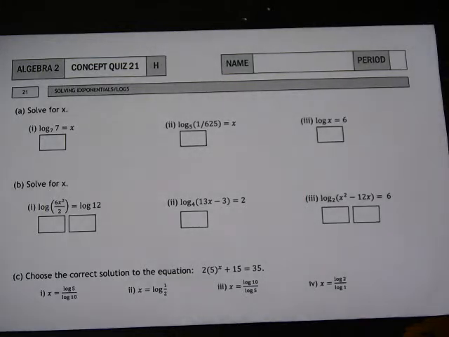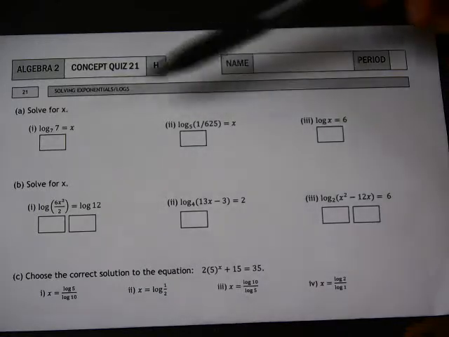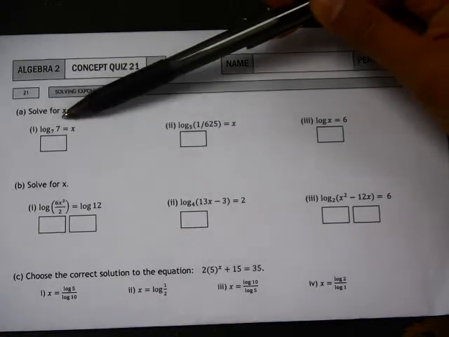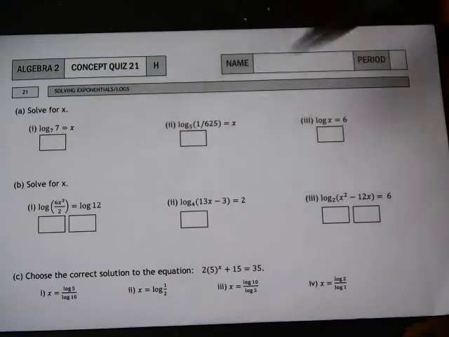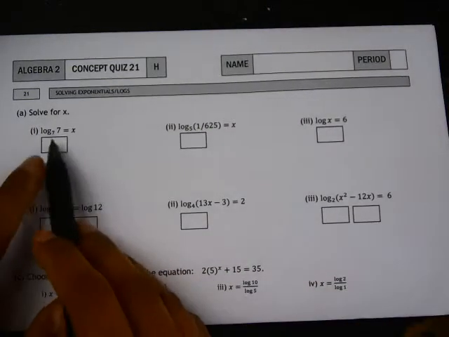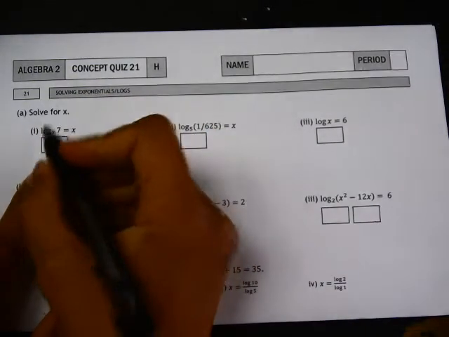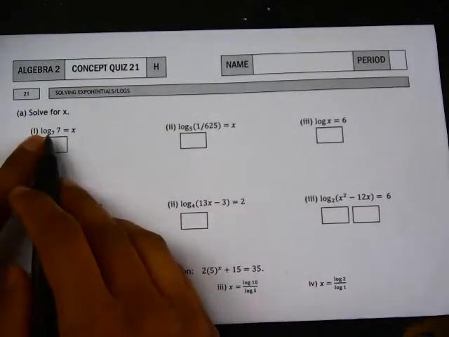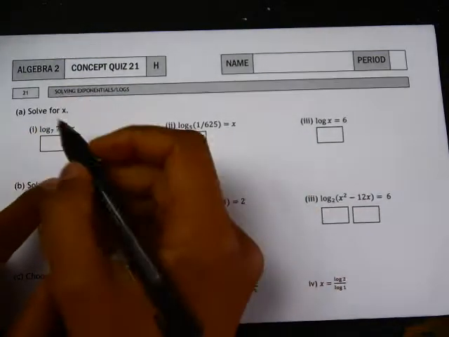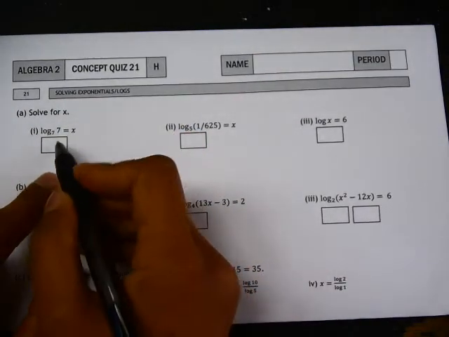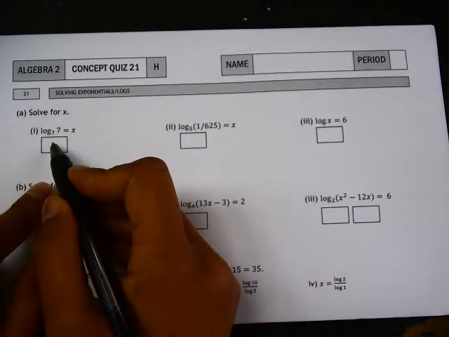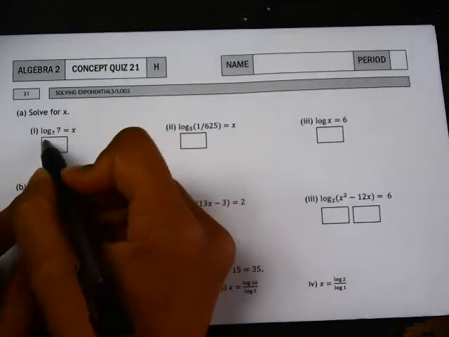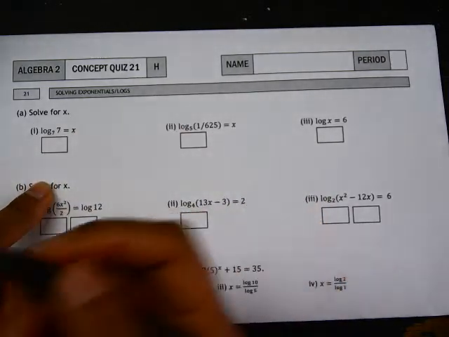This is the Concept Quiz 21 review, and the problems on A and B are all solving log equations. So starting with part A, we have 3 log equations where there's log on one side of the equation. So in order to solve for x, we're going to simplify the expression or change it to exponential form.